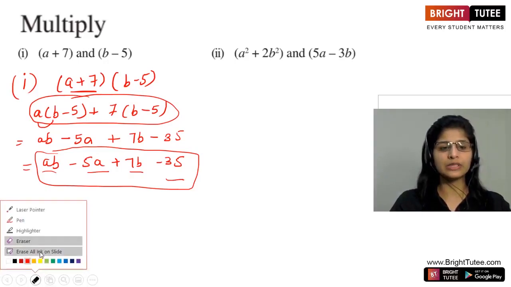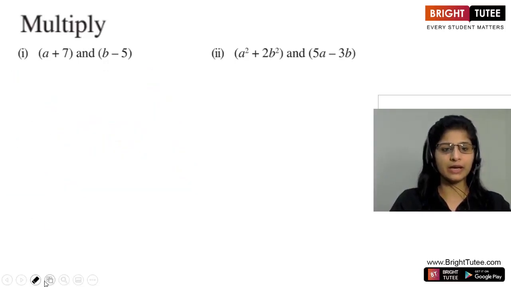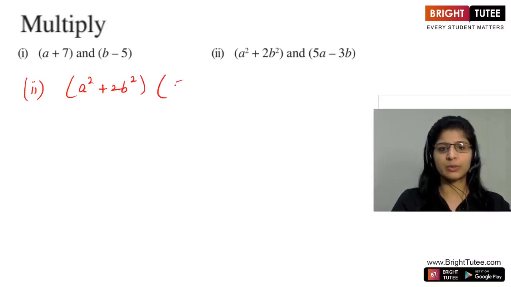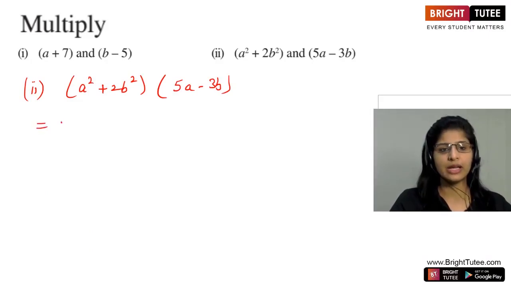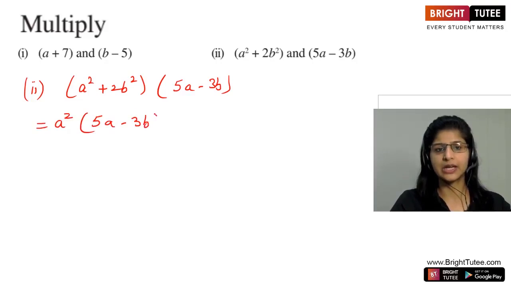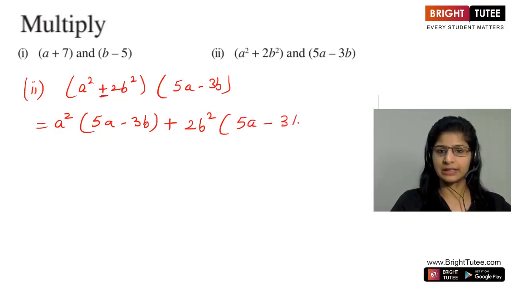Now the second part. How to do the second part? In the second part we have a square plus 2b square, that is to be multiplied with 5a minus 3b. Okay, first of all a square will get multiplied with 5a minus 3b and the plus sign will be used here. Then 2b square is to be multiplied with 5a minus 3b. Is that clear? Let's multiply.